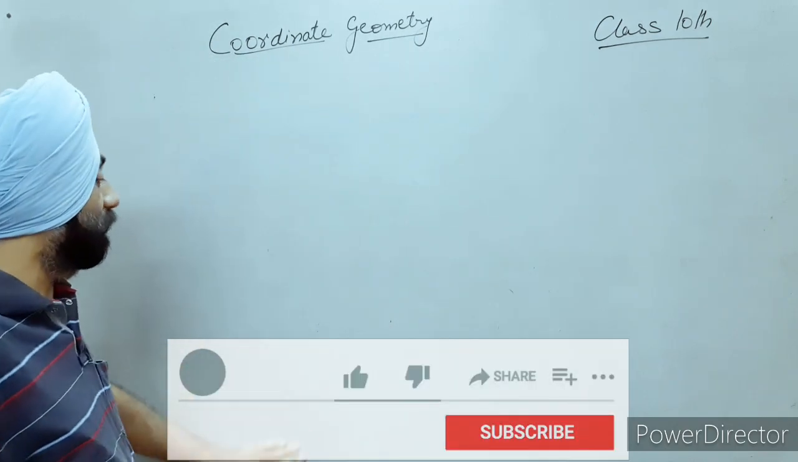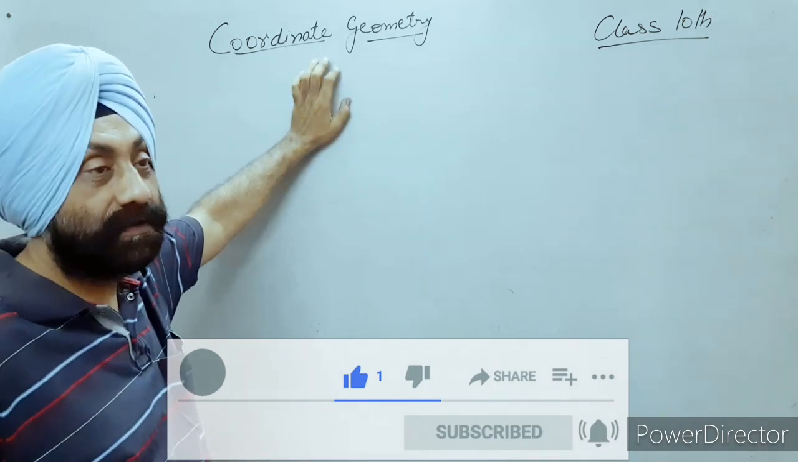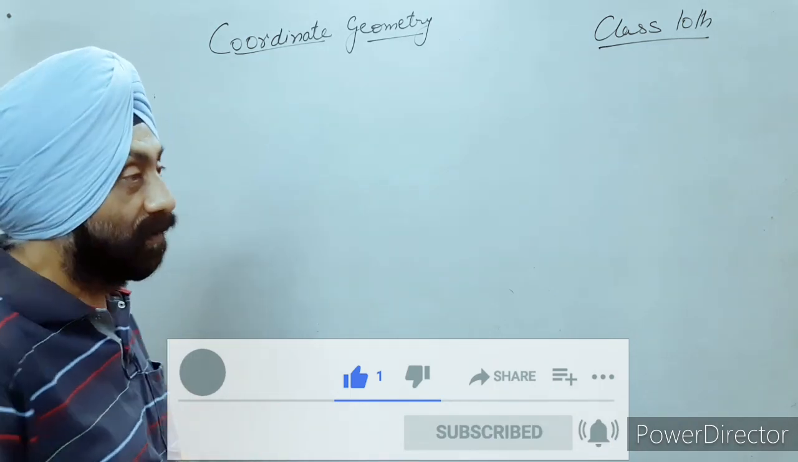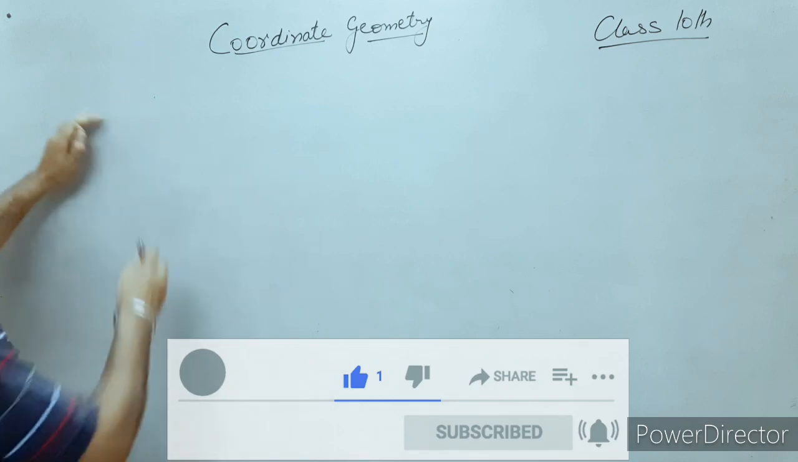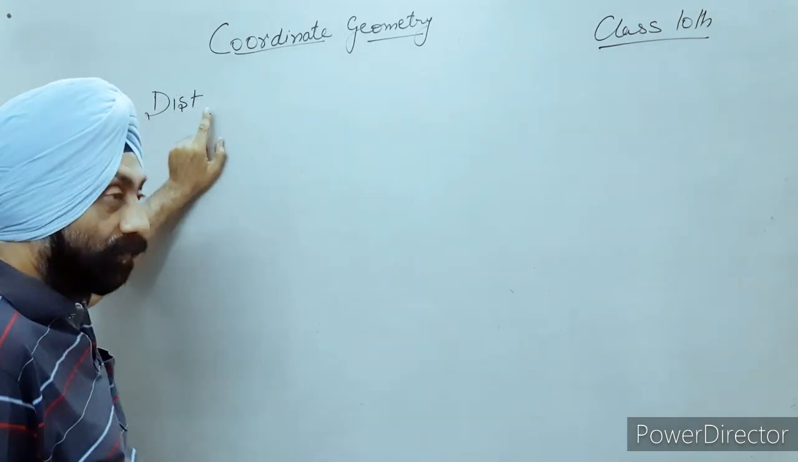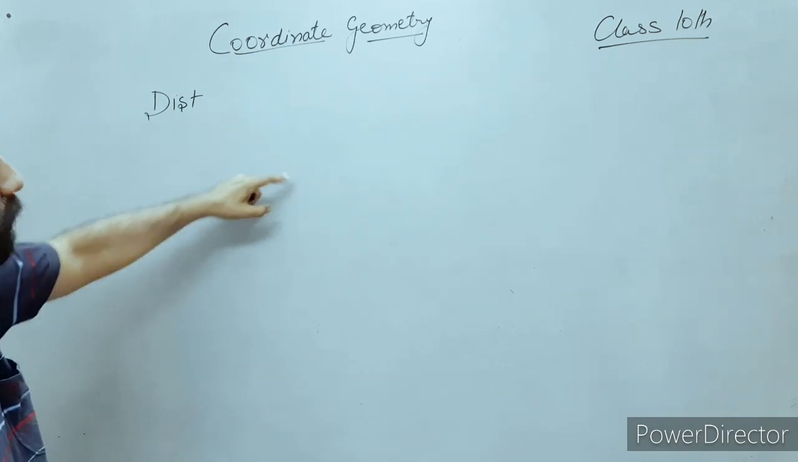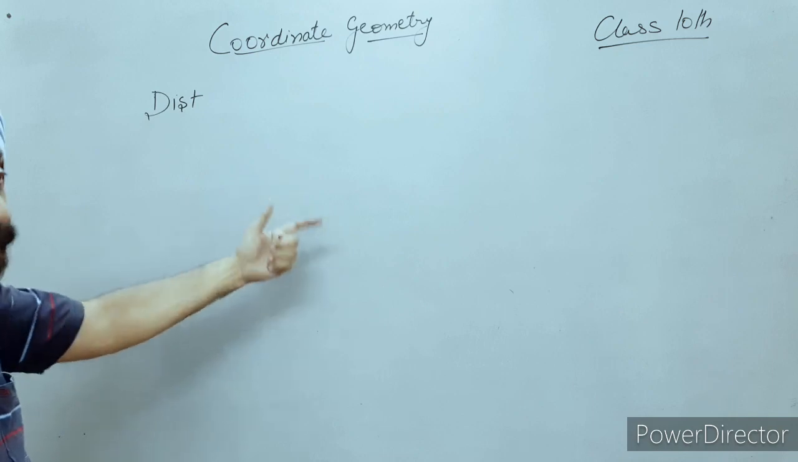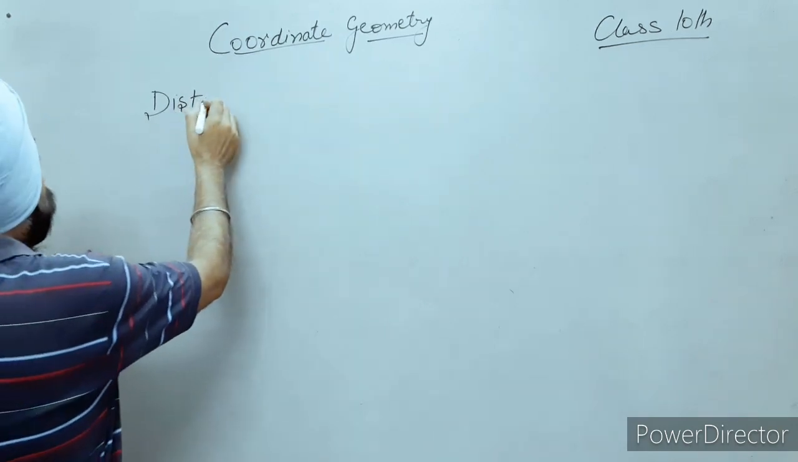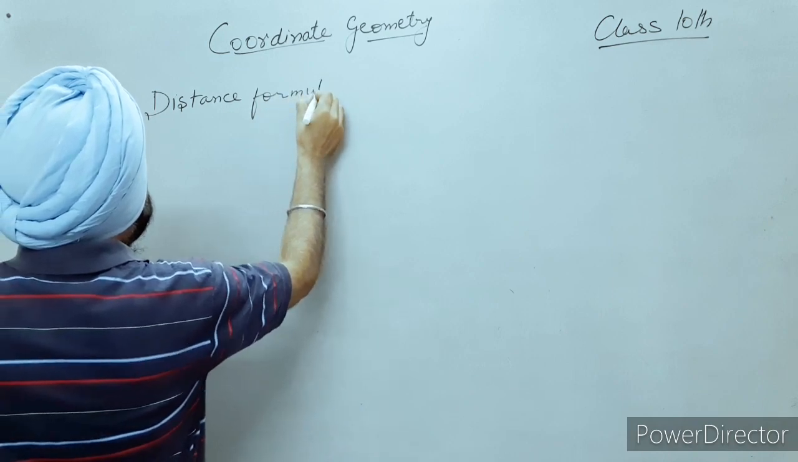Yesterday in my previous lecture I discussed the formulas which will be used in the chapter of coordinate geometry. Now the very first formula was distance formula. Today we will do few sums based on distance formula and section formula and so on. Now the first formula we discussed was distance formula.